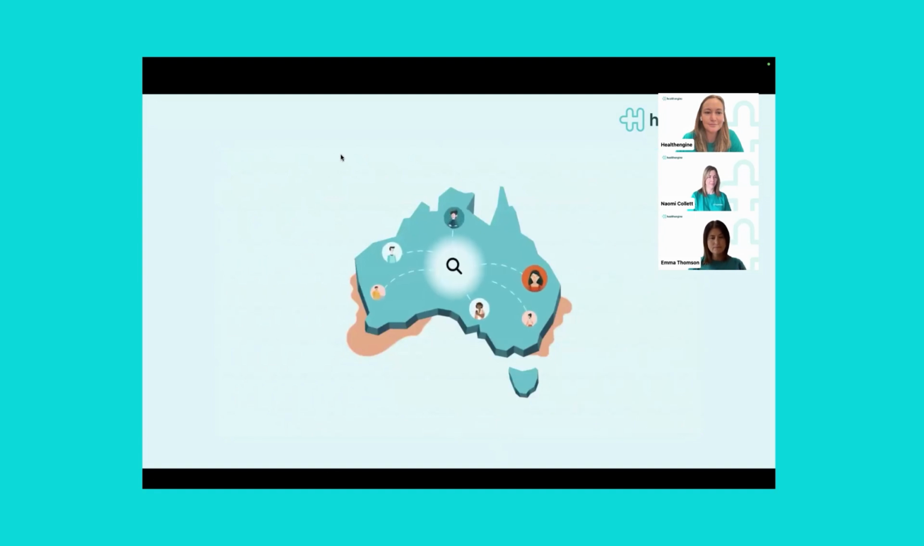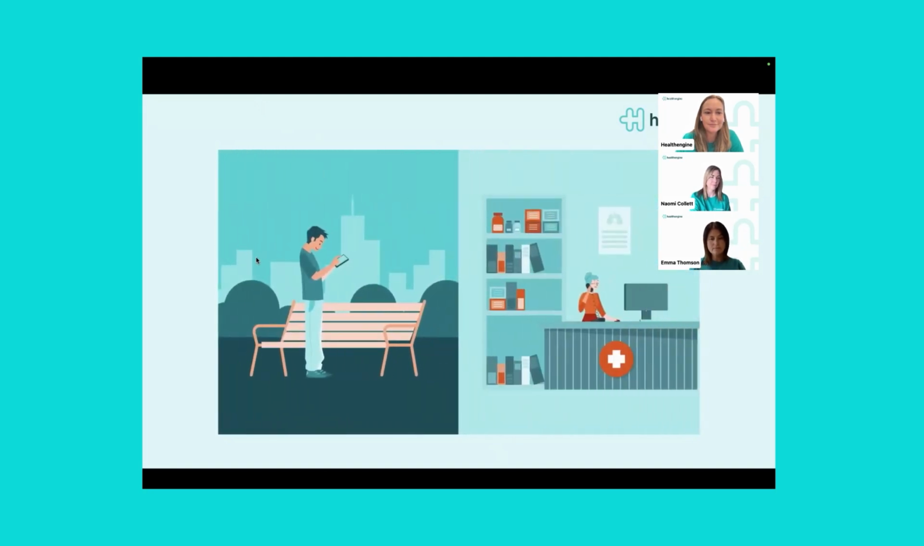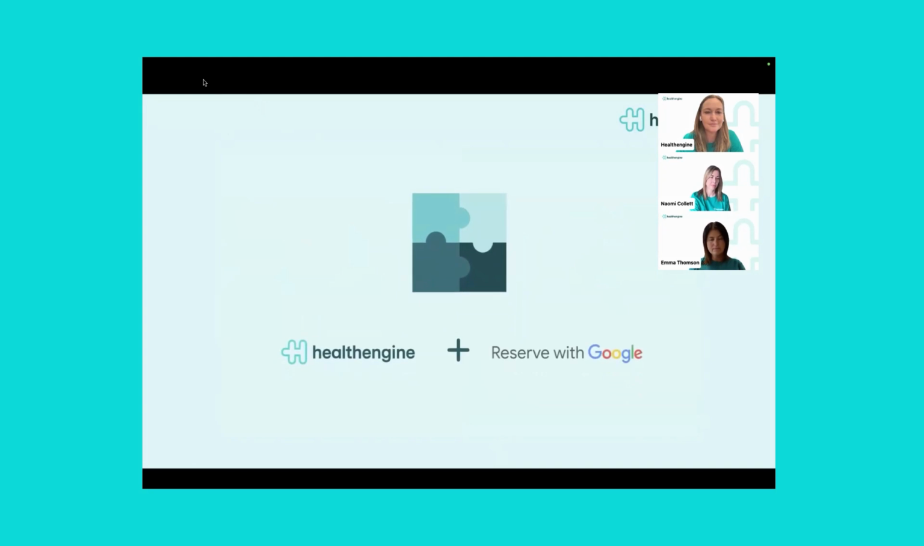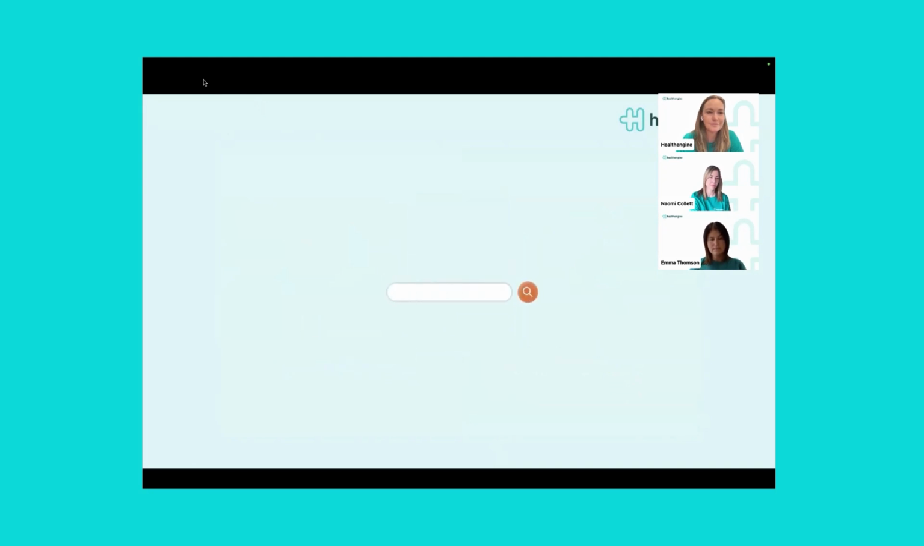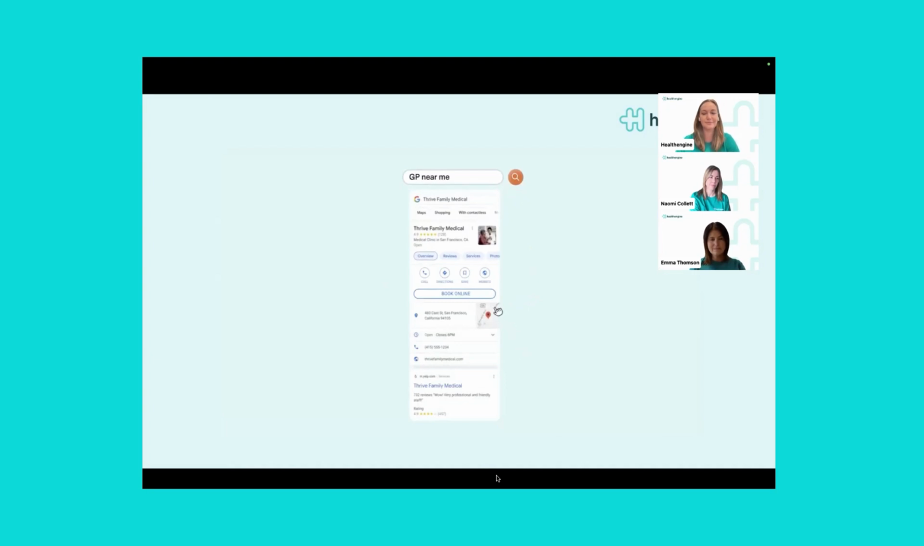Every day, patients across Australia use search engines like Google to find and connect with their healthcare providers. And at Healthengine, it's our mission to improve patient access to healthcare. That's why we've integrated with Reserve by Google to introduce a new feature. Patients can now book directly with your practice through the Book Online button on your Google business profile. So how does it work?